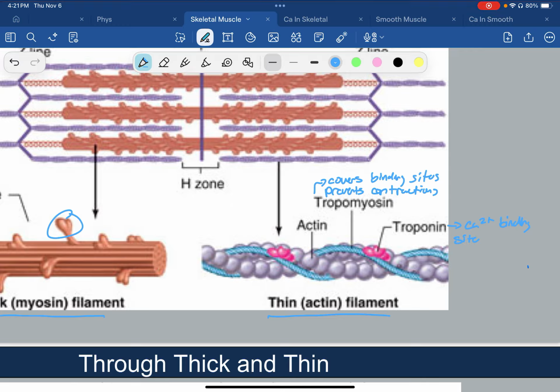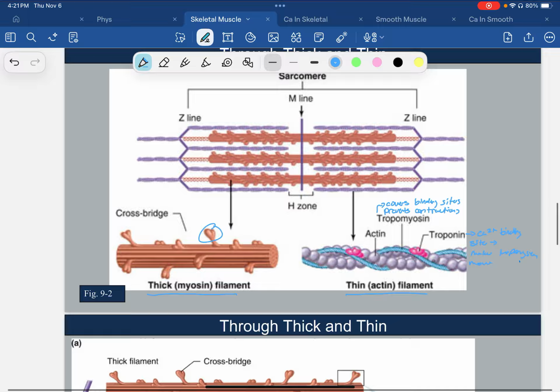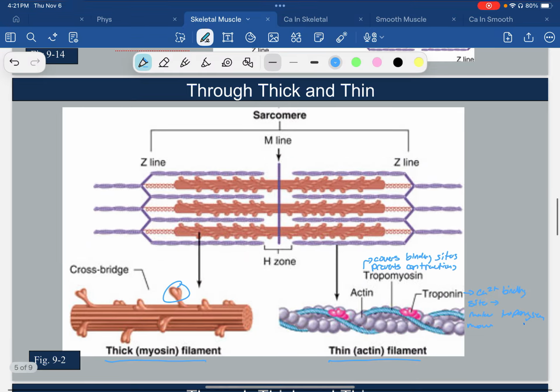So, all right, make tropomyosin move. And yeah, so we'll get into cross bridge cycling in another video.